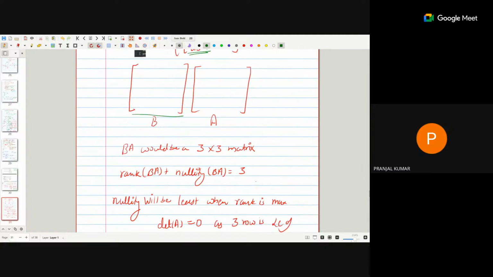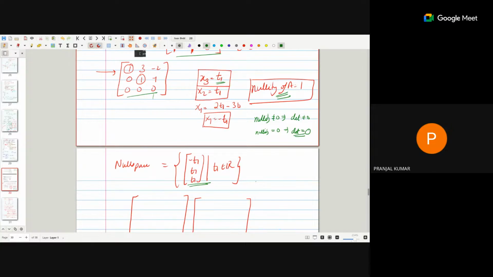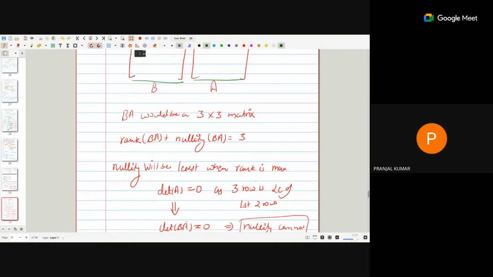So I have written a B matrix, don't know its elements. A matrix, we know everything about A. Now what would be the order of the BA matrix? Tell me. 3 cross 3. Exactly. Now I've written rank of BA plus nullity of BA is equal to 3. This is for sure. You can write this. Yes or no? Yes, sir.